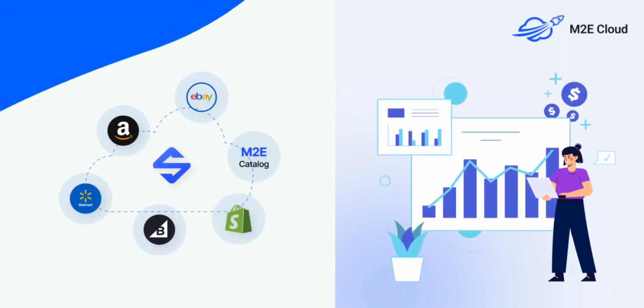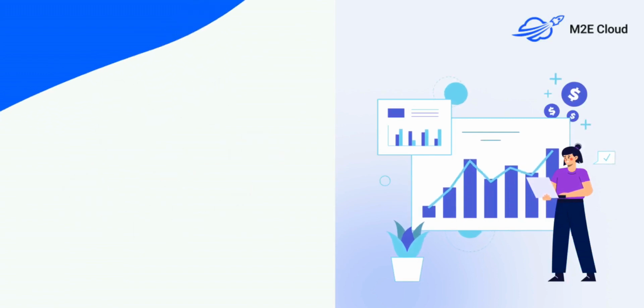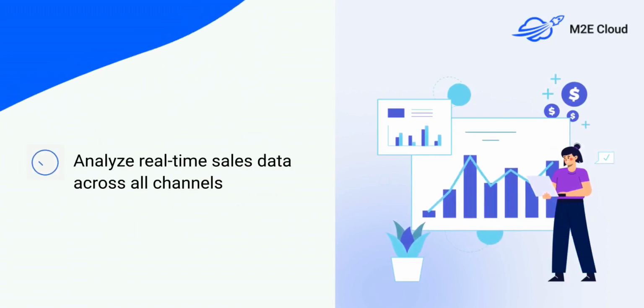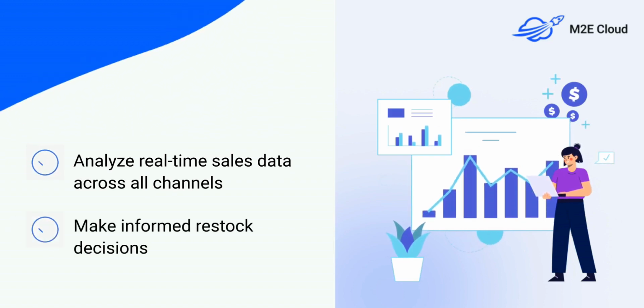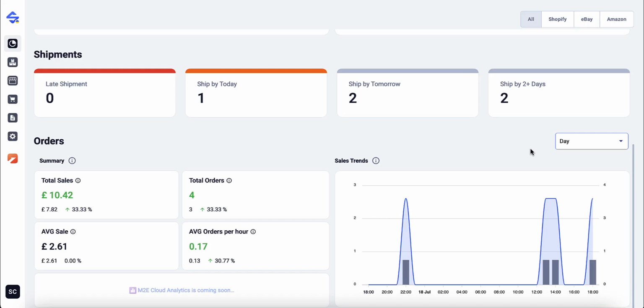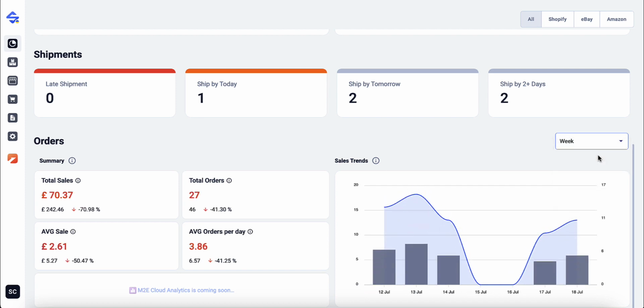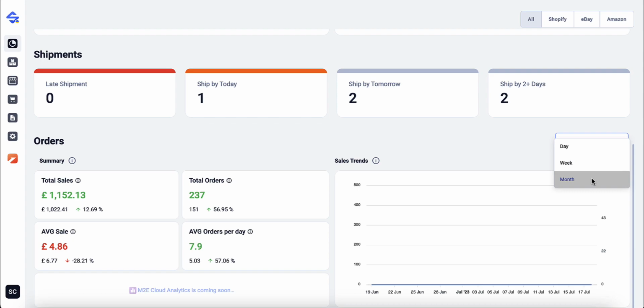Making accurate restocking decisions is crucial for any business. By analyzing real-time sales data across all your sales channels, you can make informed decisions about when and how much to restock. This ensures that you always have sufficient inventory on hand, reducing the risk of stockouts and missed sales opportunities. The app provides actual sales performance data for your channel products so you can keep track of inventory and predict its demand.